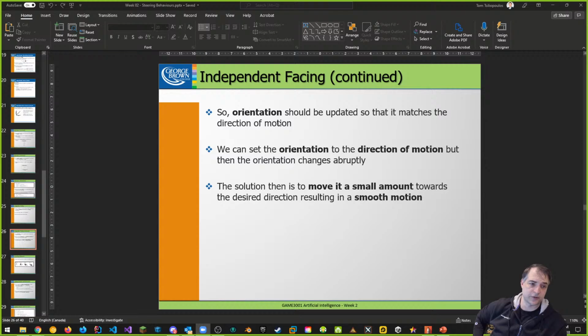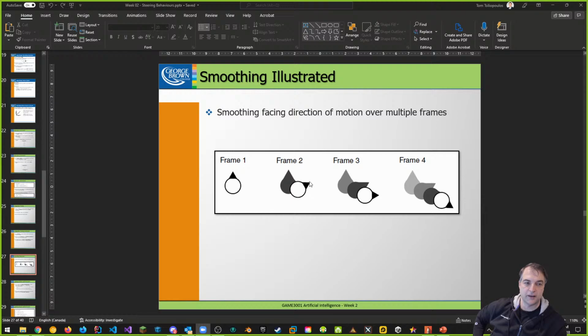We can set the orientation to the direction of motion, but then the orientation changes too much if we do that right away. If I say I want to move in a direction, all of a sudden I'm snapping to that direction, and that's not really great. So the way to do that, of course, is to use some kind of linear interpolation. And we can use lerping not just for lines, but we can do a special type of lerp for angular change, which has a special name. See if you guys know it from physics. Anybody?